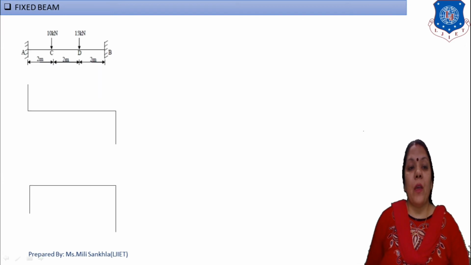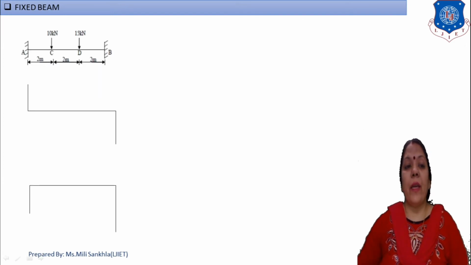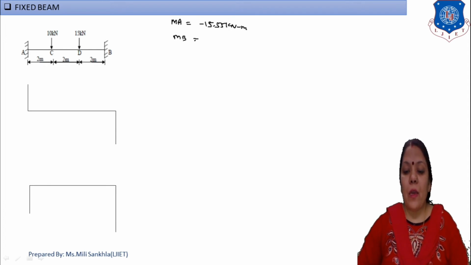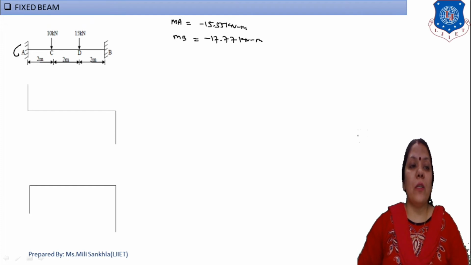Now we have the values of the two moments. First moment is our MA and second moment is our MB. First of all, we mention here what MA and MB are. MA is equal to minus 15.55 kilonewton meter and MB is equal to minus 17.77 kilonewton meter. Now MA is a negative moment, so mention here that this moment is anticlockwise, 15.55, and this moment at B, again negative, means clockwise.